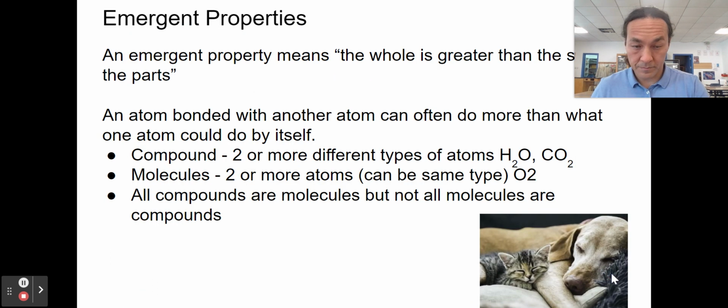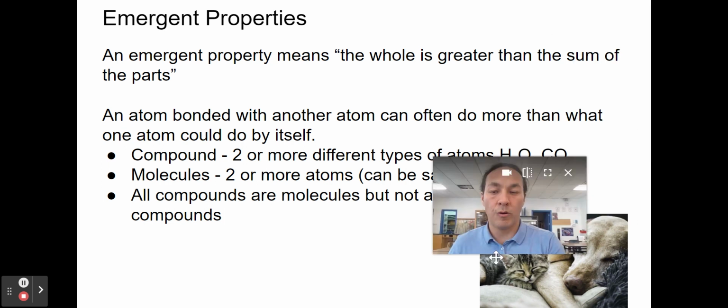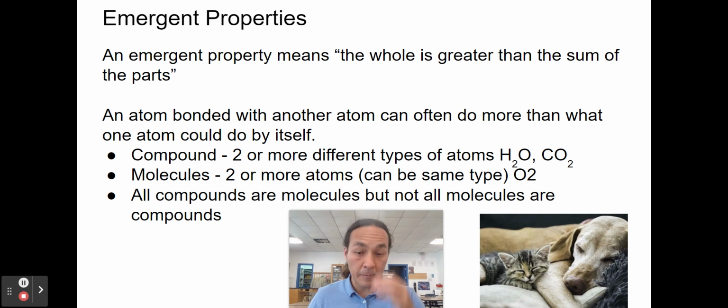So here we can learn the concept of an emergent property. An emergent property means the whole is greater than the sum of the parts. And the way I think about this is like a football team or a soccer team. One person can only do so much out on the pitch. But you add 2, you add 3, you add 4, you can begin passing the ball, you can begin forming plays, you can set up different arrangements that can really move the ball around and do different things on the pitch. Same thing for atoms.